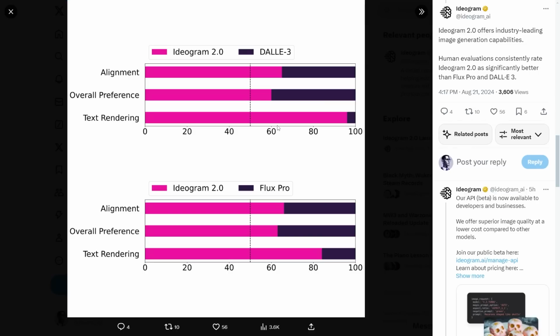You can see here that it offers industry-leading image generation capabilities. Apparently, human evaluations consistently rate Ideogram 2.0 significantly better than Flux Pro, which was only recently released. And you remember the reviews were completely raving about how good Flux Pro is. And of course, it is really good. But you can see here that on alignment, on the overall preference, and on the text rendering in the arena, or wherever they tested this model, it seems that Ideogram 2.0 is just miles above what anyone is using.